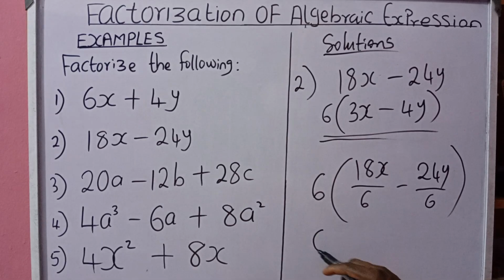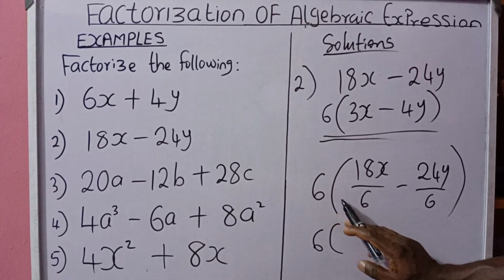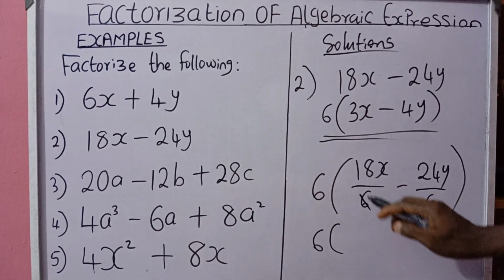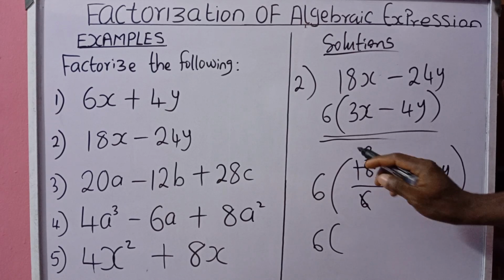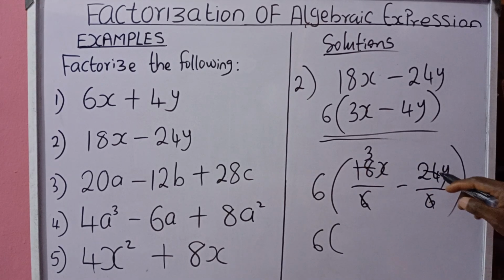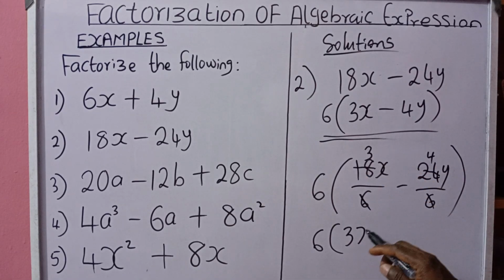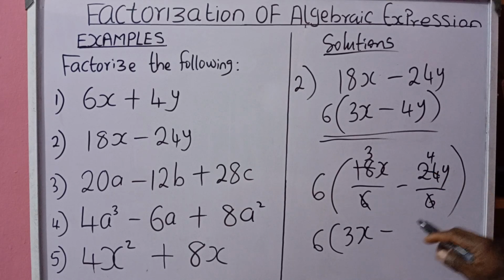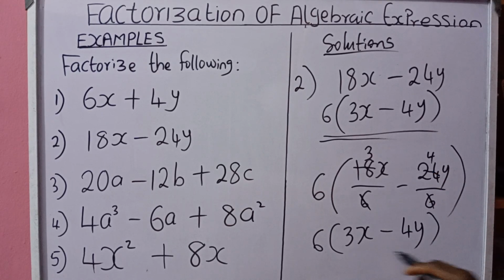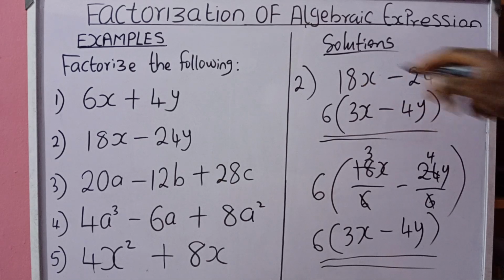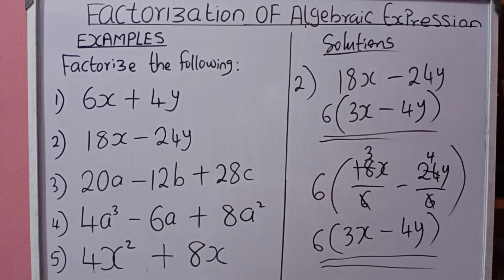So by so doing, we have 6 and a bracket. Then from here, 6 divide 18 will give us 3. 6 divide 24 will give us 4. So what we have left in the bracket will now be 3x minus 4y. So that is the result of the factorization of the question, 18x minus 24y. That is the solution for that.